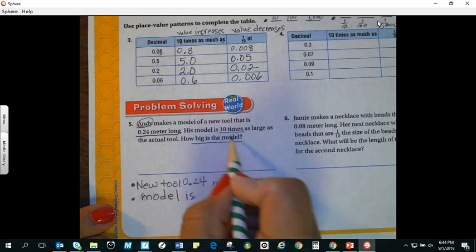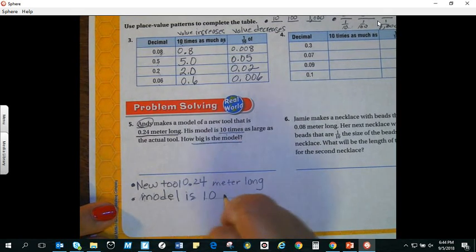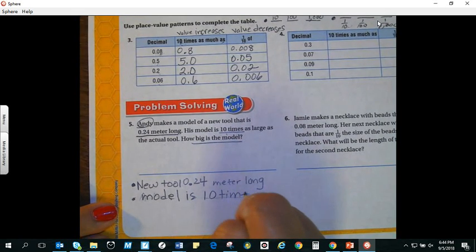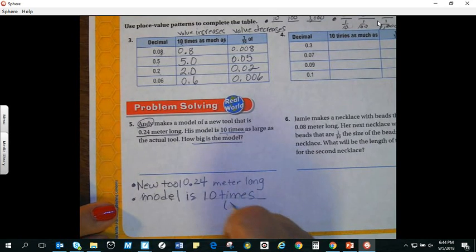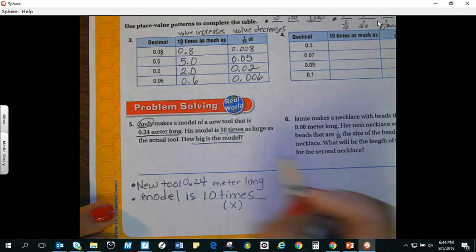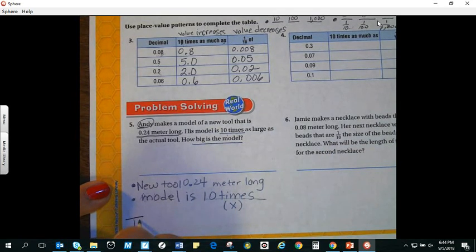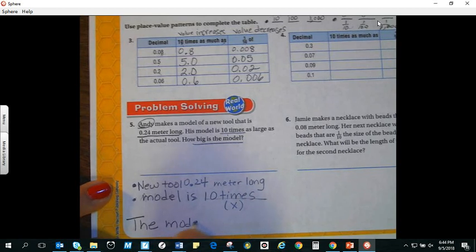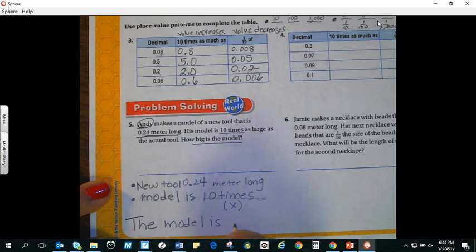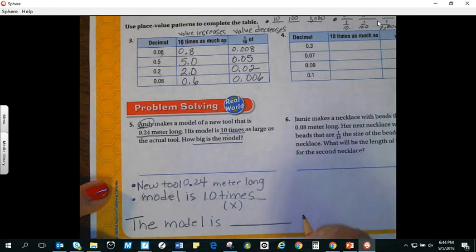So model is 10 times, and remember today we talked about when you see this word times, we're looking at this here as large as the actual tool, and how big is the model. So I'm going to change my question into a statement and put the model is blank. Okay?